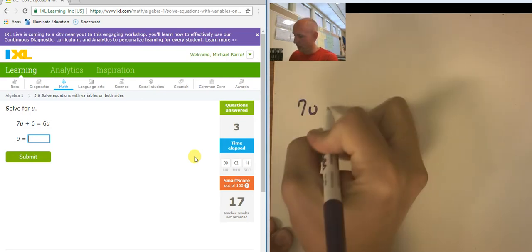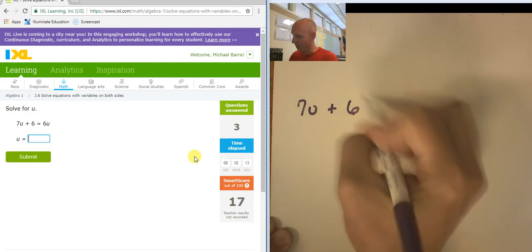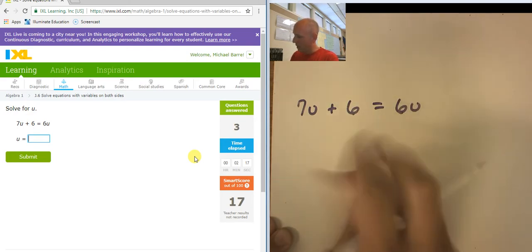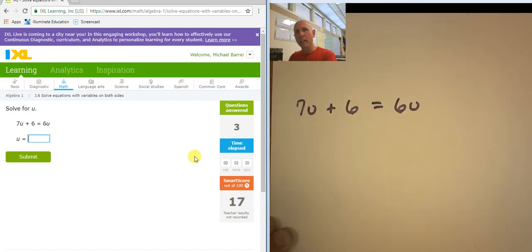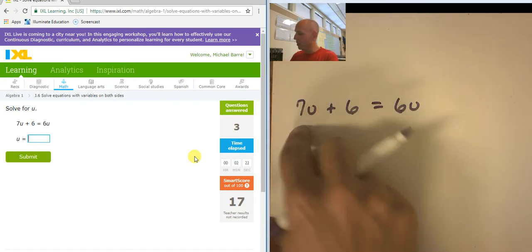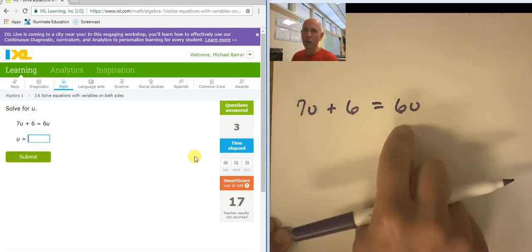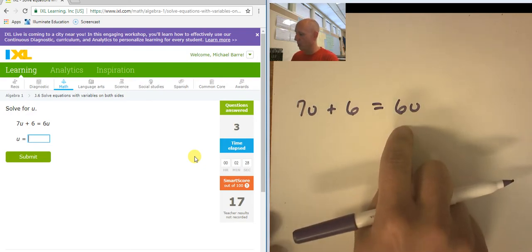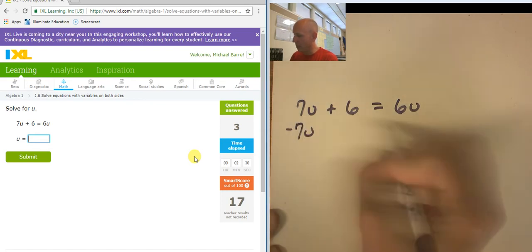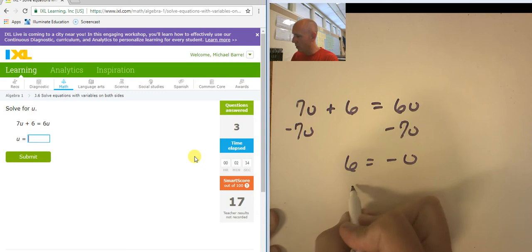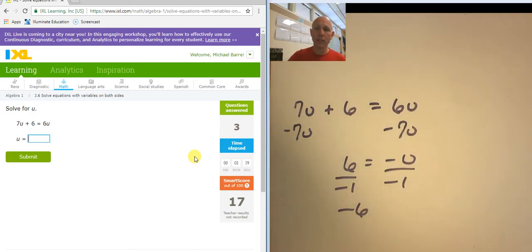7u plus 6 equals 6u. Now, I realize I said I like to bring it to the left. Well, in this case, I'm going to bring the 7u to the right side, because if I bring the 6 over here, I'm going to be left with a 0, and that's going to get confusing and make more work for me. So let's subtract 7u from both sides, minus 7u, minus 7u. So 6 equals negative u. So dividing by negative 1, negative 6 is my answer. Negative 6.